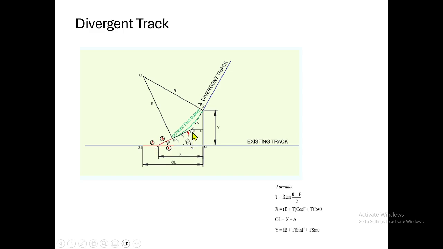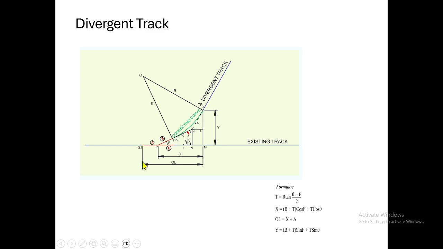Then again, if you want to get this distance, you are taking this triangle. Here we know the tangent length, so T cos theta. Here this angle is equal to theta. So T cos theta. So this m1 plus nm will be your x distance. That's what here: X equal to B plus T cos f plus T cos theta. So this is the x distance.